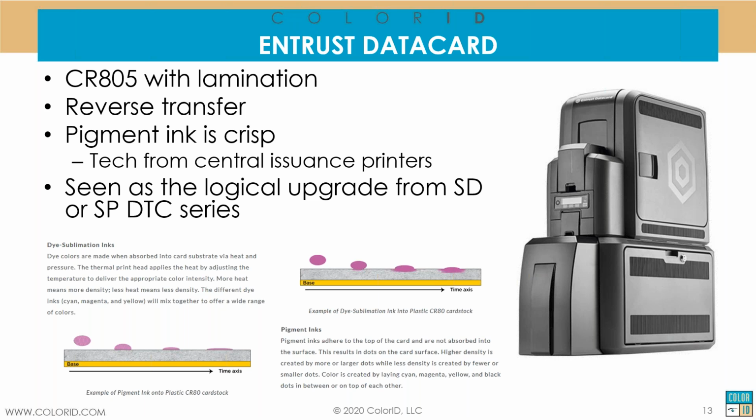Well, obviously dye sublimation images turn out a lot better than that pink Pepto-Bismol tablet dissolving into the surface of the card, but there's still something about it. When you see a card come out of a CR805 with a pigment ink, reverse transfer, 600 dpi, it looks really crisp. It does a nice job. And it would be seen as the logical upgrade from the SD or SP series.